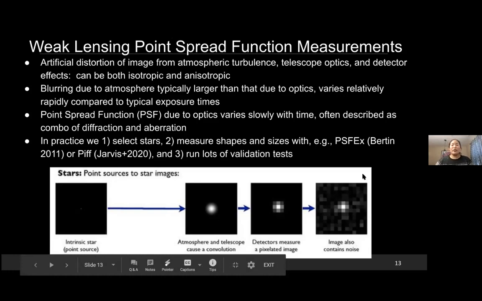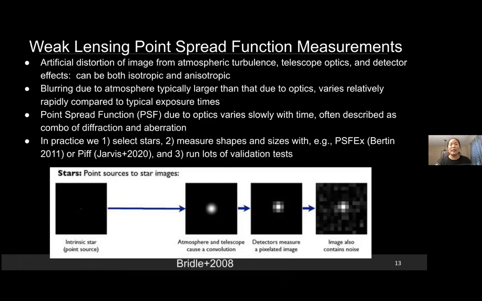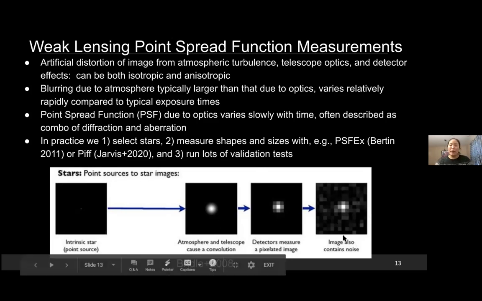And so the way to correct for that is to make a selection of stars in the data. And then you measure the shapes and sizes of the stars with some very well-used tools like PSFEx, and then another newer tool called PIFF that we use in the Dark Energy Survey. And basically you can make the mapping from this right-hand image to understand what the effect was on the original point source. And then finally, you run a lot of validation tests.